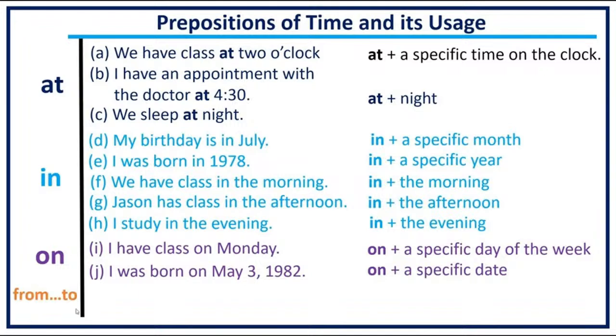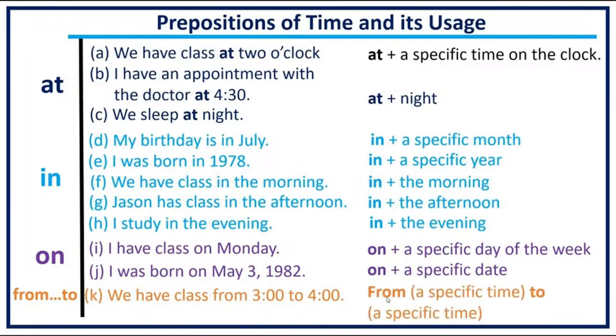Next, we have "from" and "to." We have class from 3 p.m. to 4 p.m. So, we use "from" a specific time when it gets started "to" a specific time it ends. We have class from 3 o'clock to 4:30. I have English class from 1 p.m. to 2 p.m. in the afternoon.